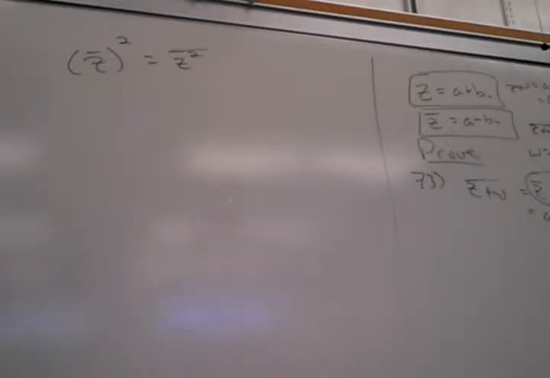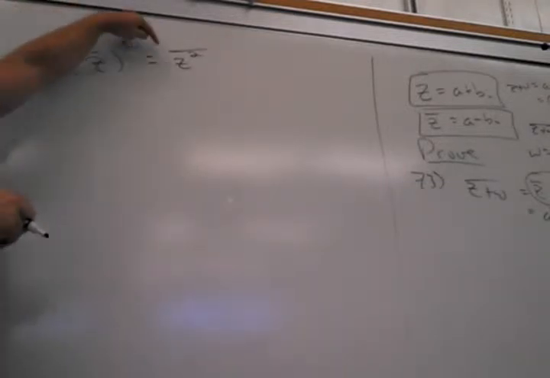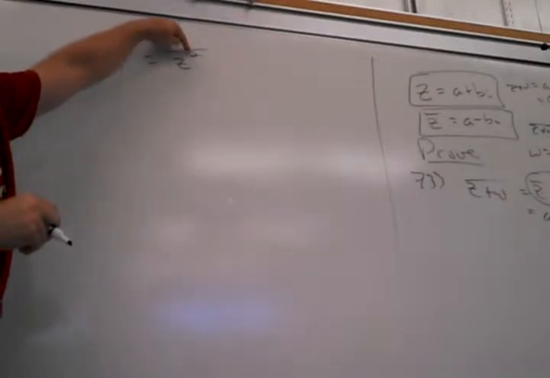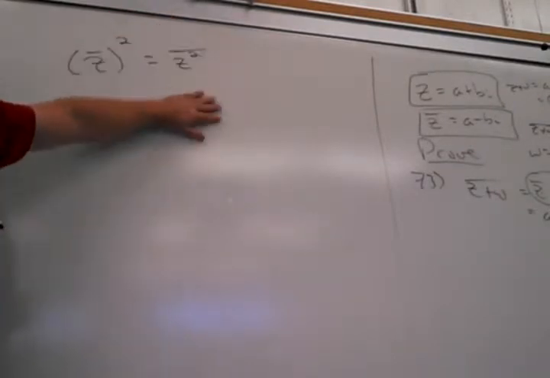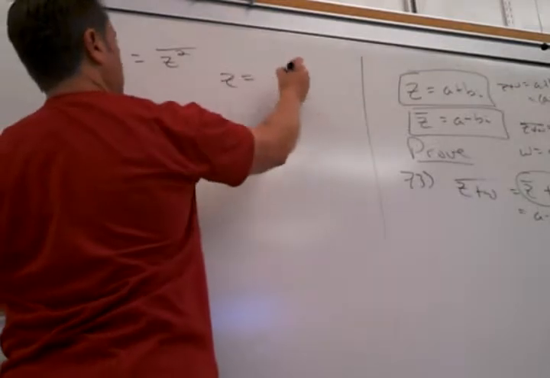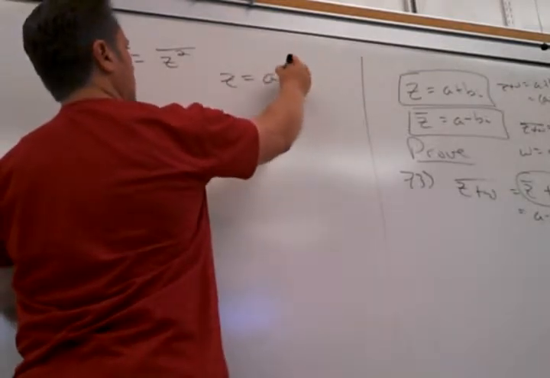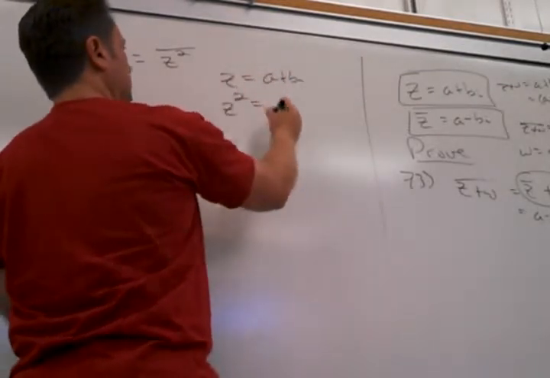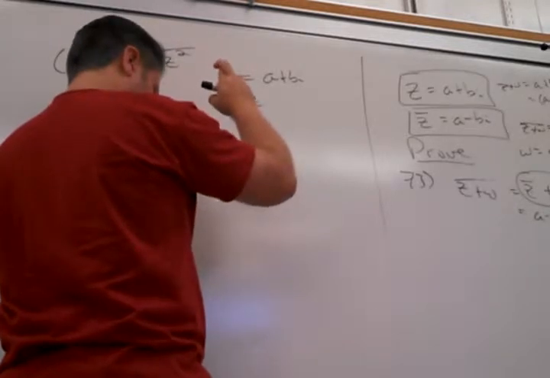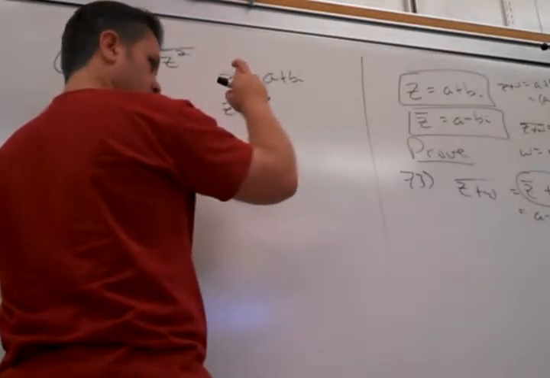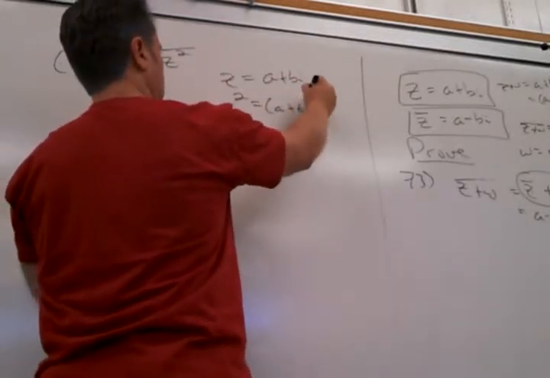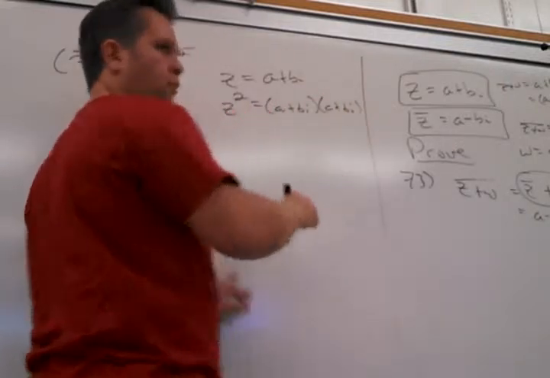So here's how you start to attack this. You realize this side, you start with the conjugate and you square it. This side, you start with z, you square it, and then you take the conjugate of it. So remind me, what's z again? A plus bi. So what's z squared?